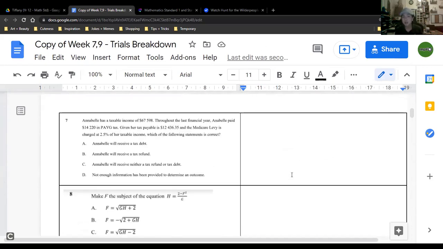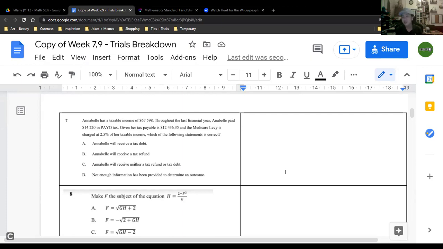Annabelle has a taxable income of $67,598. Throughout the last financial year, Annabelle paid $14,220 in pay-as-you-go tax. Given her tax payable is 12436.35 and the Medicare levy is charged at 2.5% of taxable income, which of the following statements is correct? It's either a tax debt, tax refund, neither, or not enough information.